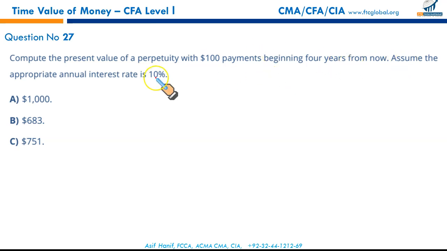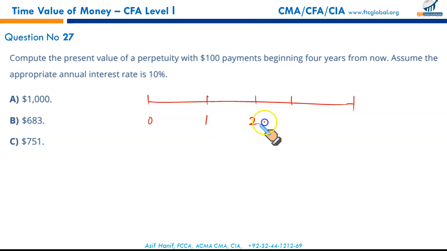Compute the present value of a perpetuity with $100 payment beginning 4 years from now. Assume the appropriate annual interest rate is 10%. One gentleman suggested we should use TVM. Yes, the timeline will always help, but for beginners, it's recommended. If you are an expert, you can simply plug in the numbers, get your result, and save time.